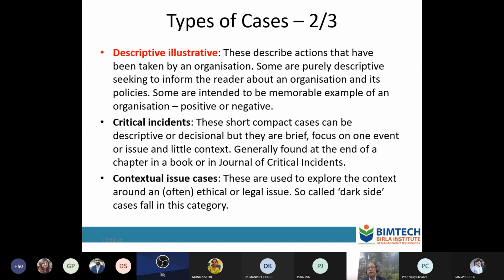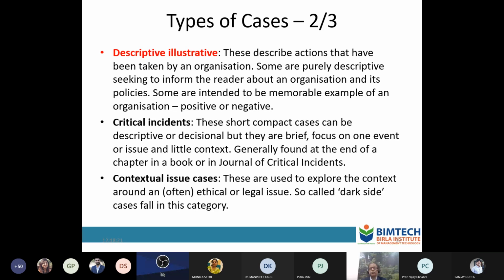How Patanjali grew in the last 10 years is not a case unless you have a theory backing that, unless you have a learning outcome. The critical incidents are very small cases. Normally in textbooks, you find after every chapter, there is a case. Those are critical incident cases. Very small, context is very small, issue is also very small.